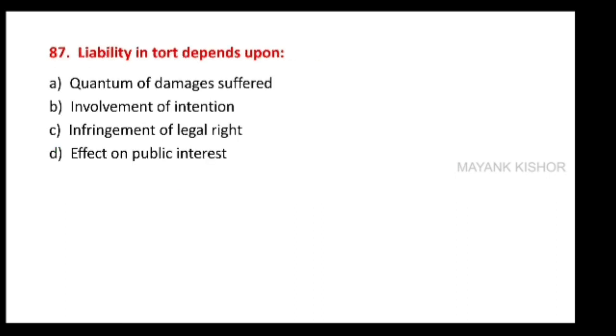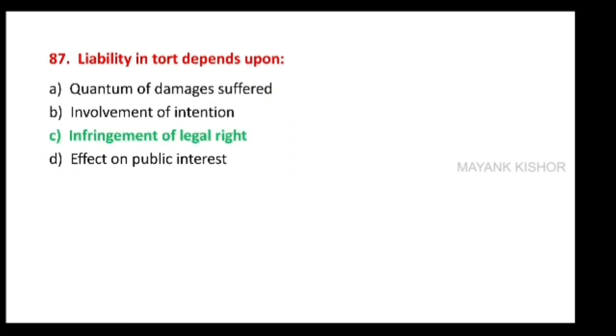Next question, question number 87. Liability in tort depends upon option A, quantum of damages suffered, option B, involvement of intention, option C, infringement of legal rights, and option D, effect on public interest. And the correct answer is option C, infringement of legal rights. Liability in tort depends upon infringement of legal right.